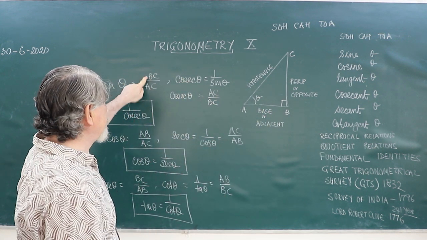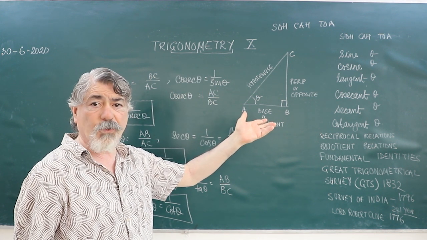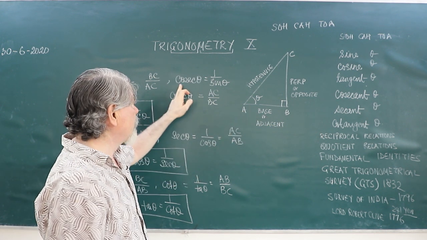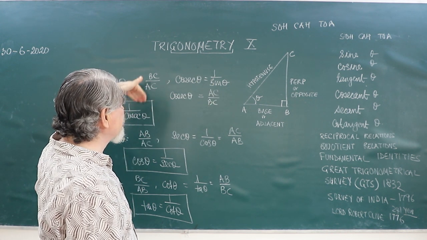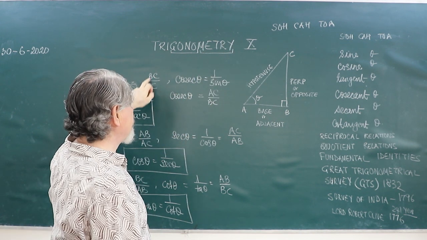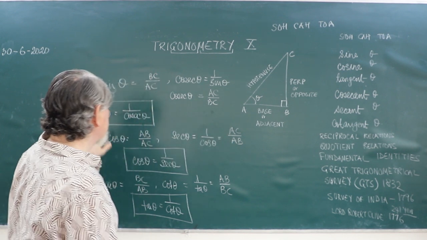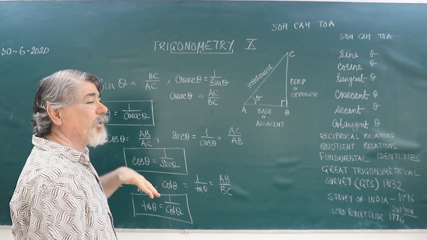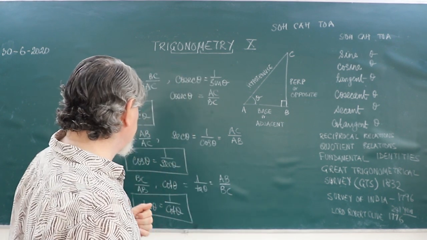Cosec is the opposite of sine. Cosec is 1 upon sine theta. So cosec theta will be the reverse: the numerator will come down and the denominator will go up. That is AC upon BC. Similarly, sine theta is 1 upon cosec theta.